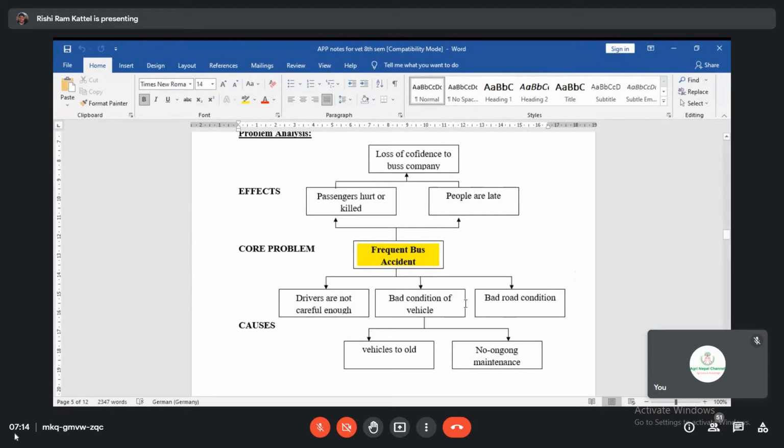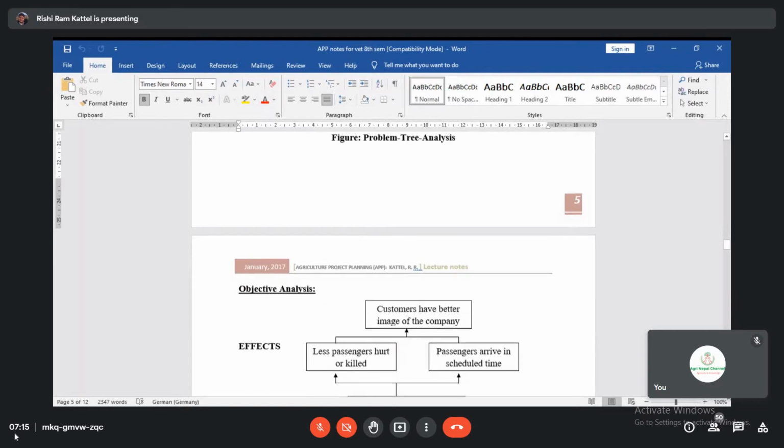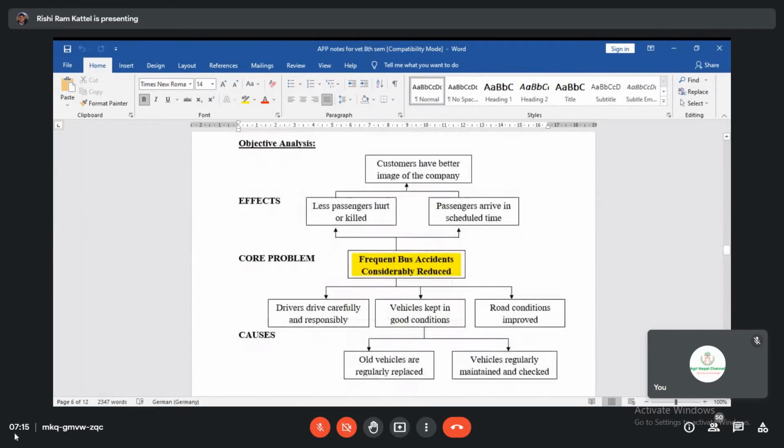And you also have to write it through a tree structure: root, part, and subroot, stem, branch, leaf. In this way you have to make the effect also, so that it is a problem tree. Then you have to convert this problem tree to an objective tree, meaning the present negative statement to a future desirable condition. For the core problem of frequent bus accidents, the solution may be that frequent bus accidents are considerably reduced.